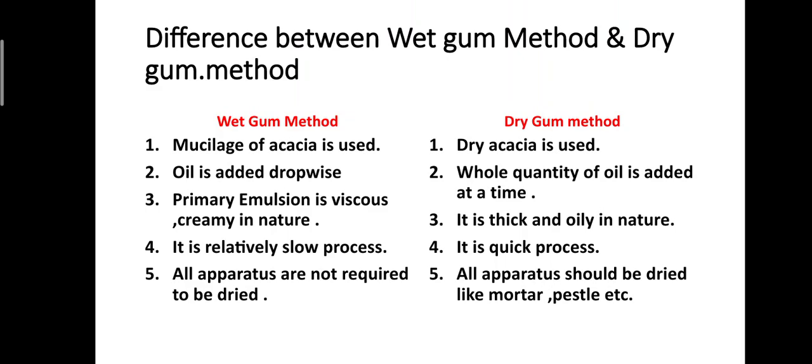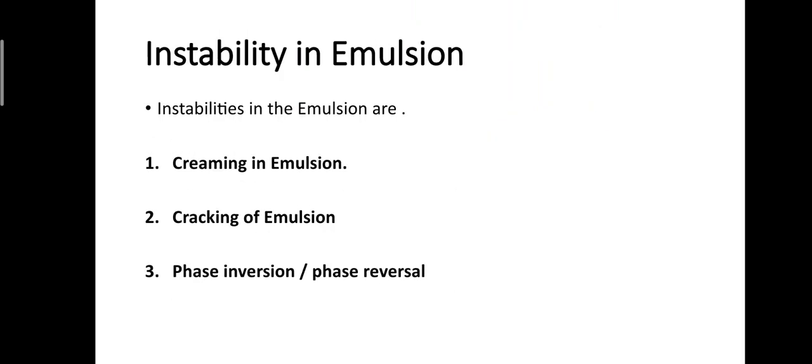In the wet gum method, third point, the primary emulsion is viscous, that is creamy in nature. In the dry gum method, it is thick and oily in nature. In the wet gum method, it is a relatively slow process. In the dry gum method, it is a quick process. In the wet gum method, apparatus need not be dried, because it is wet gum, not dry. In the dry gum method, all apparatus such as mortar and pestle should be dried.